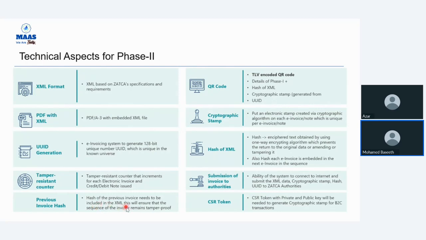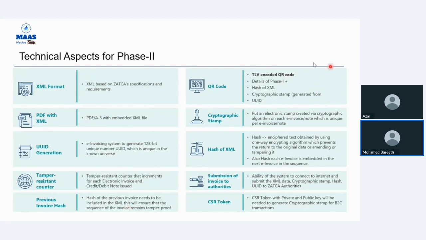as I said, this is to preserve the sequencing of invoices. So we have, let's say, invoice number 1, 2, 3, 4, 5, 6. Invoice number 6 will have the hash information of invoice number 5, and invoice number 5 will have the hash information of invoice number 4. So it is also necessary that we issue invoices in sequential order to preserve this hash value as well.